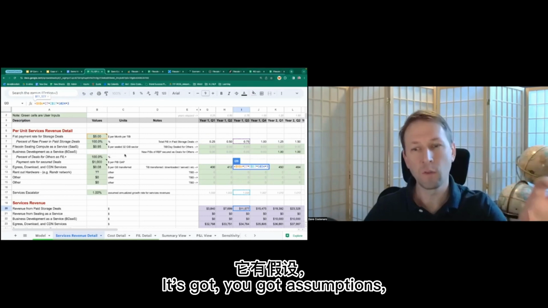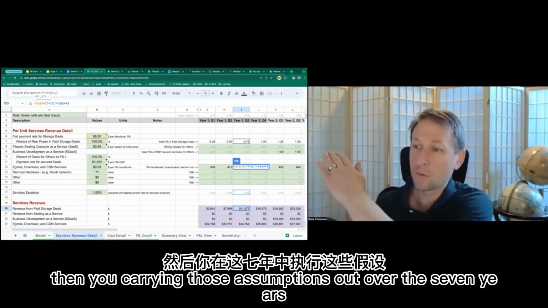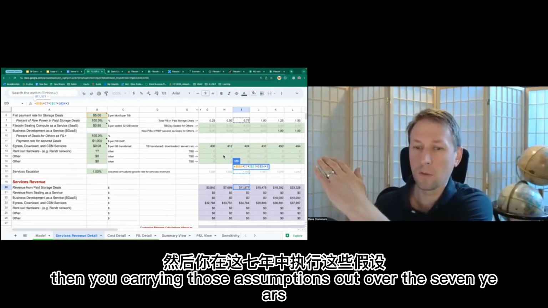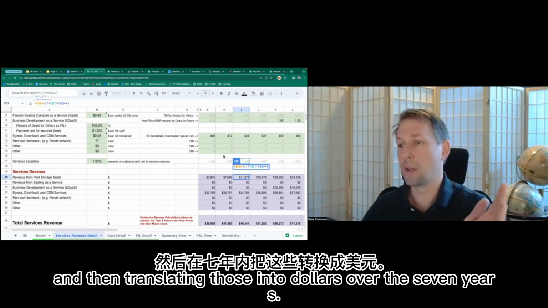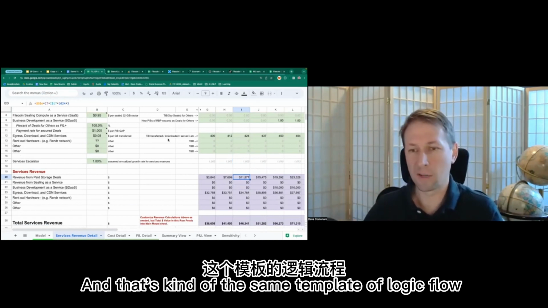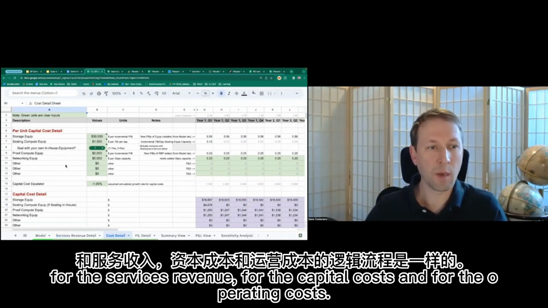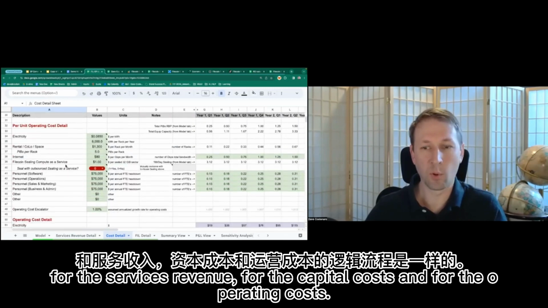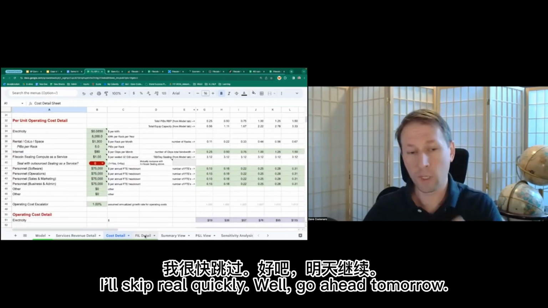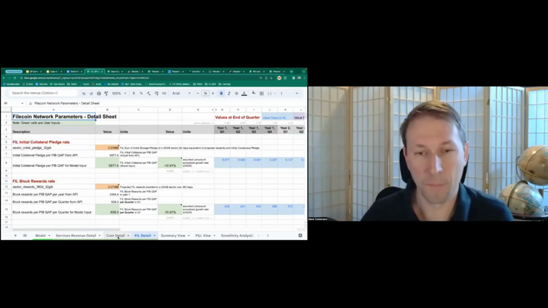You've got assumptions, then you're carrying those assumptions out over the 7 years, and then translating those into dollars over the 7 years. And that's the same template of logic flow for the services revenue, for the capital costs, and for the operating costs. I'll skip real quickly. Well, go ahead, Mara.